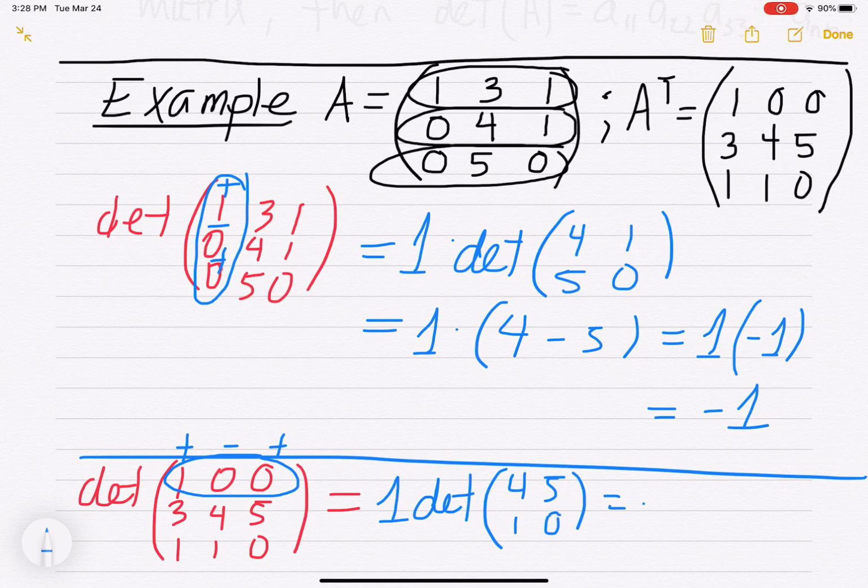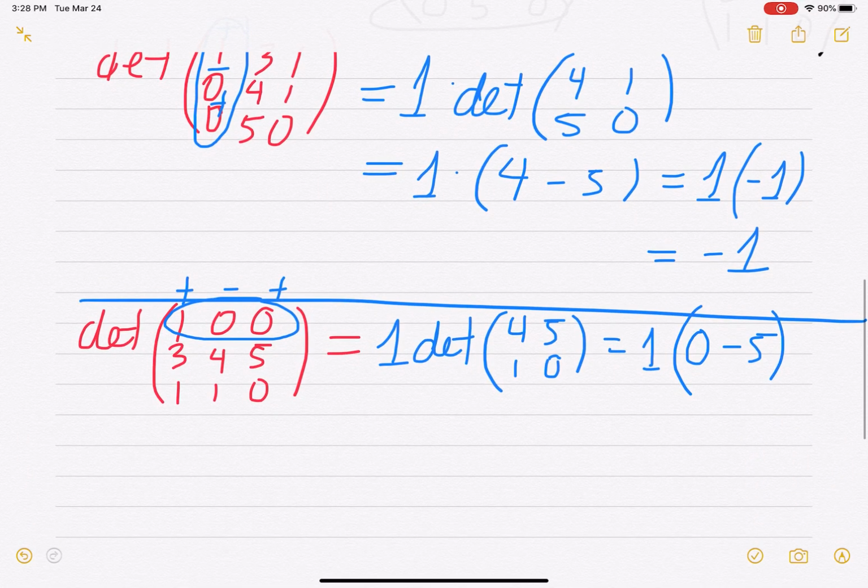So here we have what? 1 times, let's compute this determinant. 4 times 0 down the descending diagonal is 0, minus 1 times 5 up the ascending diagonal. And it looks like, right here, that we get negative 5. Yeah, so 1 times negative 5 is negative 5.